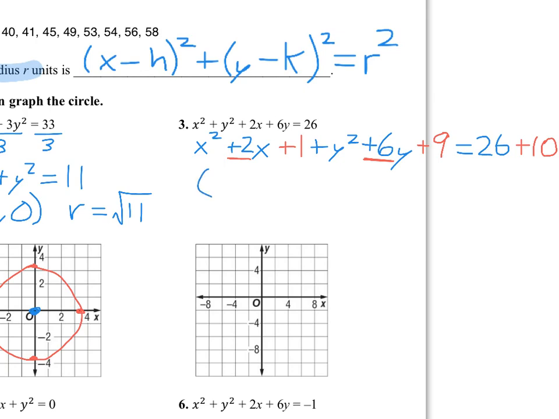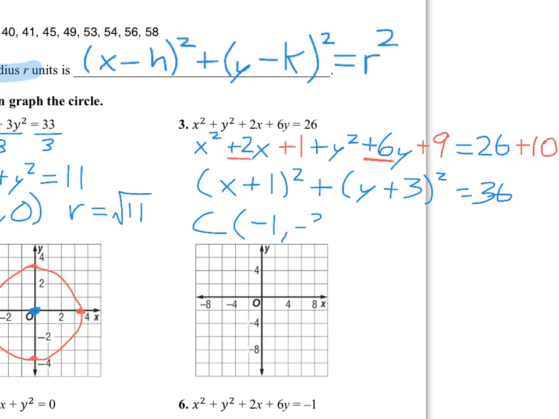Okay, factor the quadratic for the x's, you get x plus 1 squared. Factor the trinomial with the y's, you get y plus 3 squared equals 36. This makes the center negative 1, negative 3, and the radius is 6.